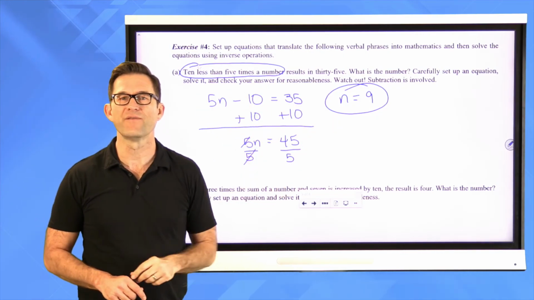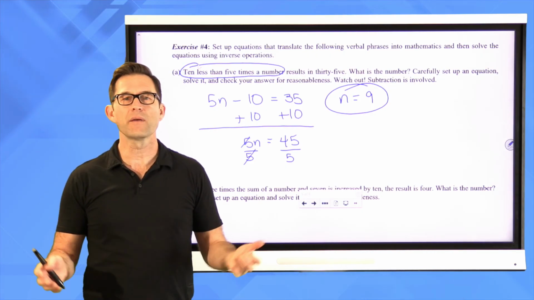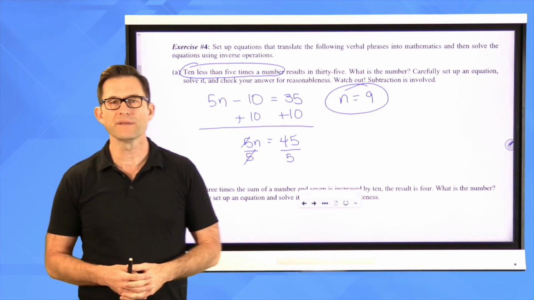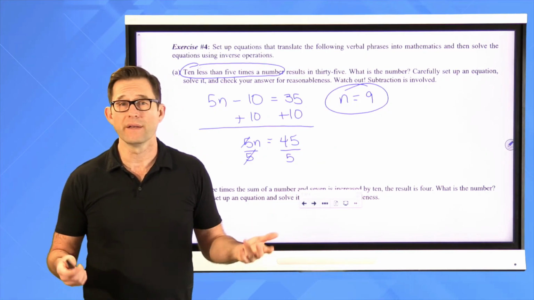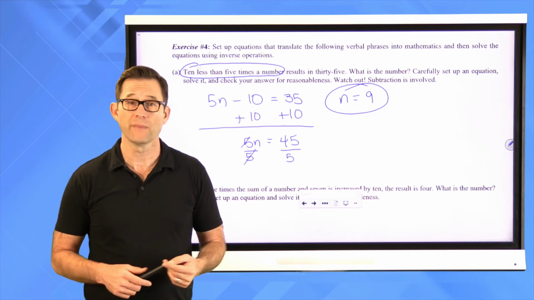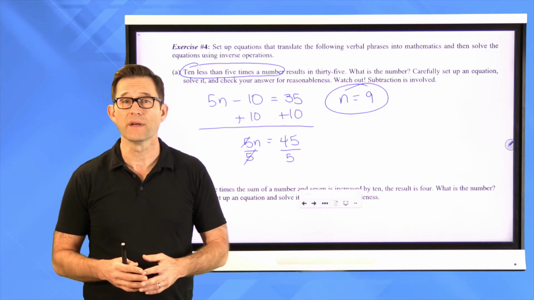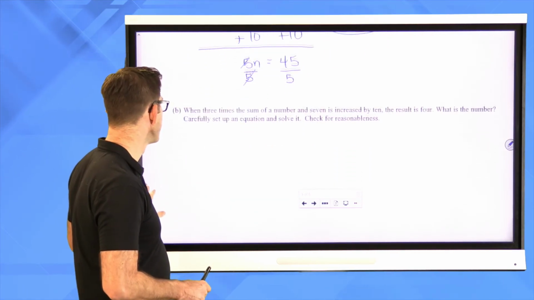10 less than 5 times a number results in 35. So if I want to think about this, I might say, well, all right, what is 10 less than 5 times this number? Well, 5 times 9 is 45, and 10 less than that is 35. So yeah, it's correct, right? It's reasonable. So let's take a look at our last problem.